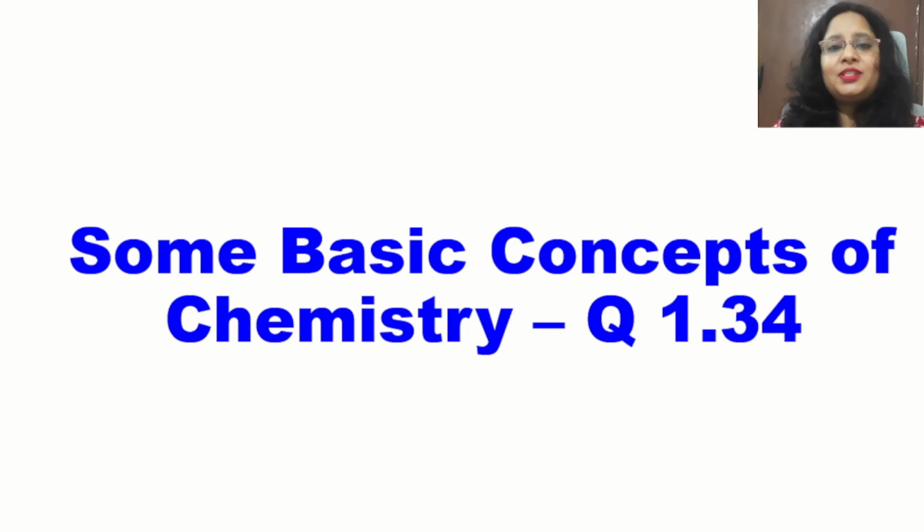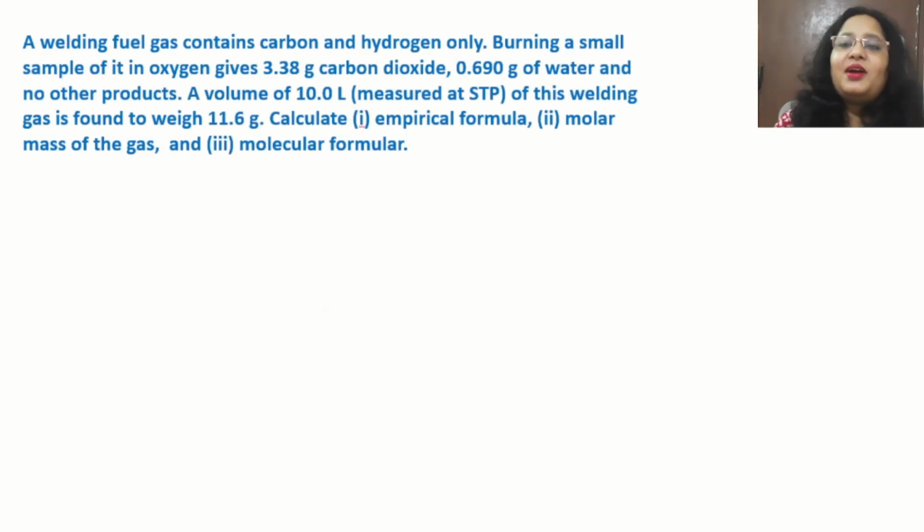So friends, today's video is question number 1.34 from NCERT textbook class 11, and the chapter name is Some Basic Concepts of Chemistry. Let's find the question. A welding fuel gas contains carbon and hydrogen only. Burning a small sample of it in oxygen gives 3.38 grams of carbon dioxide, 0.690 grams of water and no other product. A volume of 10 liter of this welding gas is found to weigh 11.6 grams. Now, calculate the empirical formula, molar mass of the gas and the molecular formula.